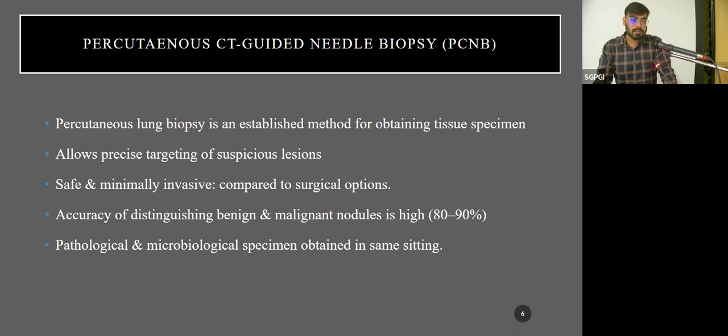Now, percutaneous CT-guided needle biopsy. It is an established method for obtaining tissue specimens. It allows precise targeting of a suspicious lesion, and it has a high accuracy of around 80 to 90% to differentiate between benign and malignant nodules. It is safe and minimally invasive compared to other surgical options we have. Pathological and microbiological specimens can be obtained in the same sitting.